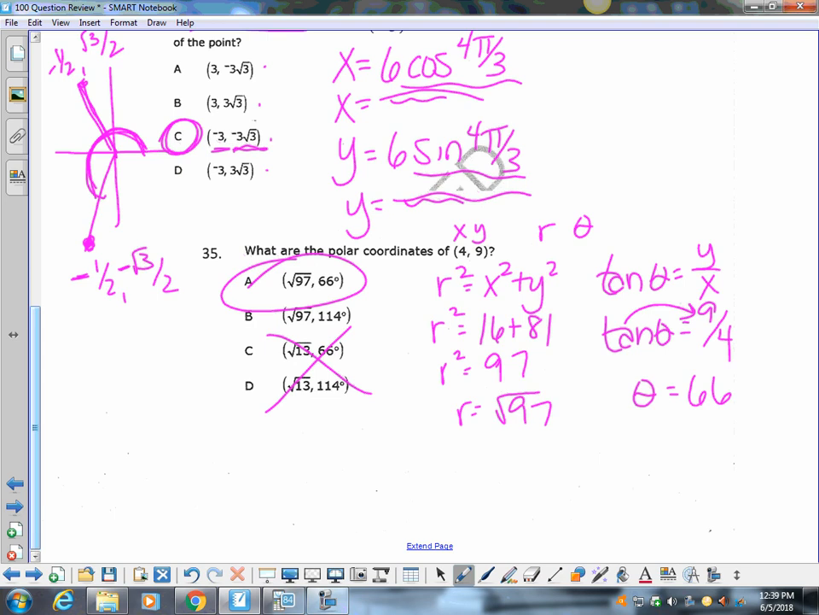Know those formulas. Just stare at them. Stare at them today. Stare at them tomorrow morning, and you should be fine. All right, we're headed to number 40.